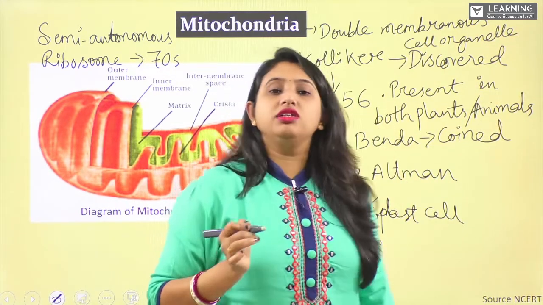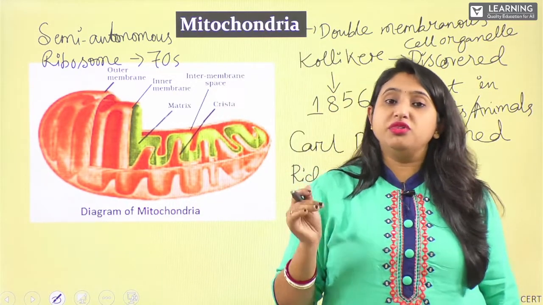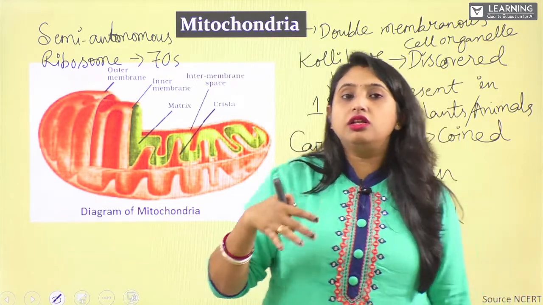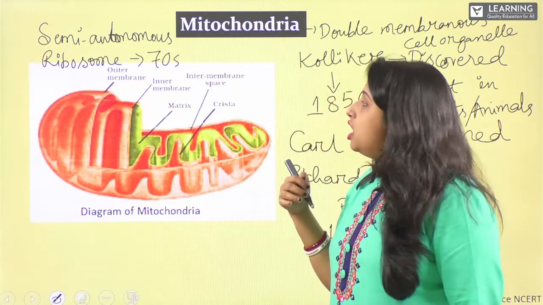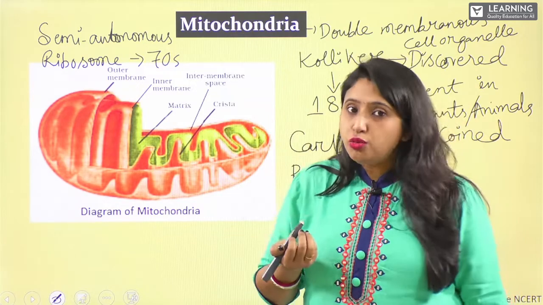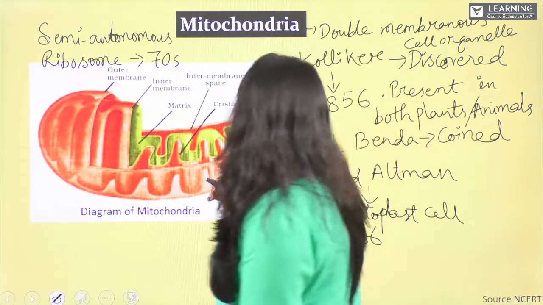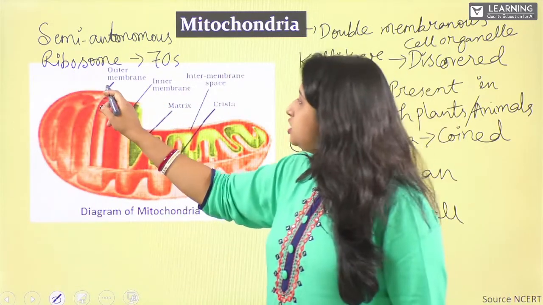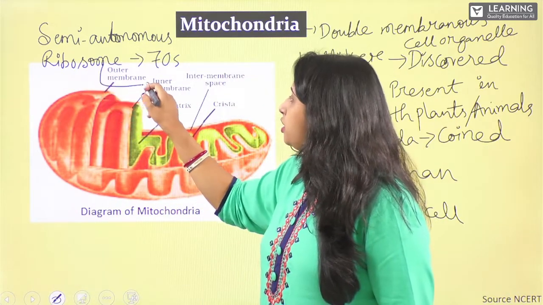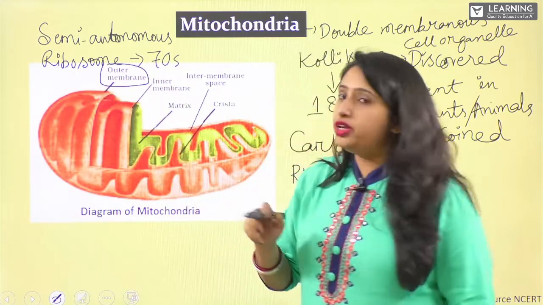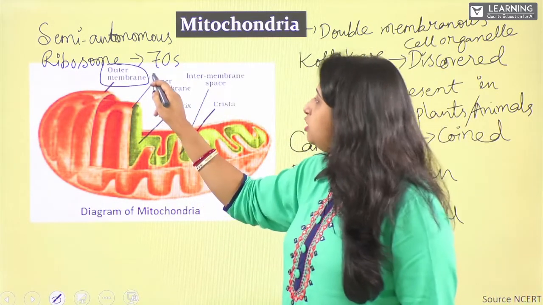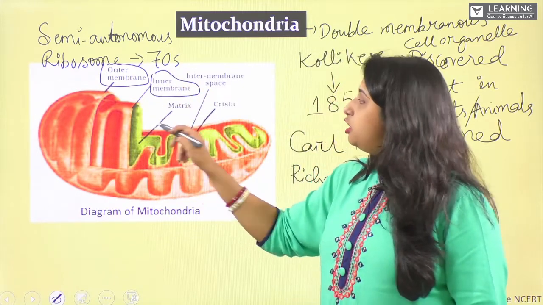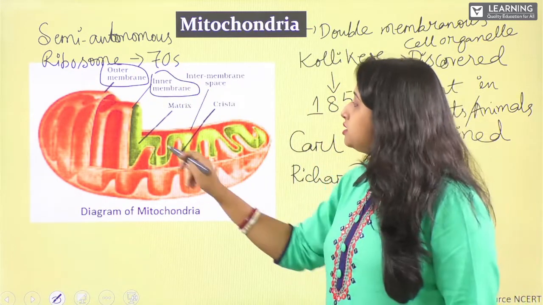Now, what do you mean by this double membranous cell organelle? That means they have two membranes, right? One is the outer membrane and another one is the inner membrane. So, the mitochondria has two membranes. What are the two membranes of mitochondria, as you can see in this picture? See, this is written as outer membrane, right? Inside it, they have another membrane which is known as the inner membrane. This green color portion which is showing is the inner membrane.